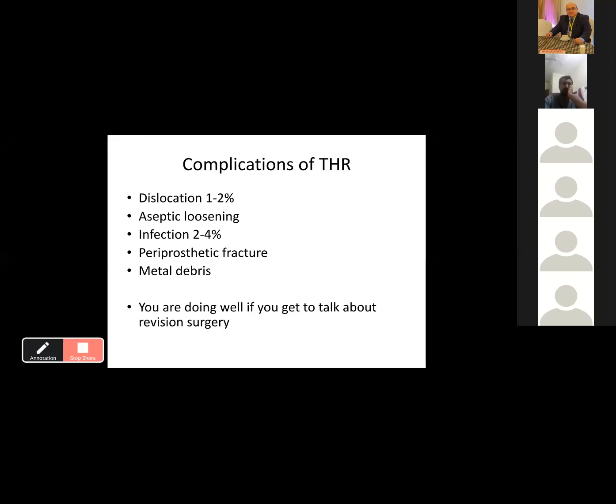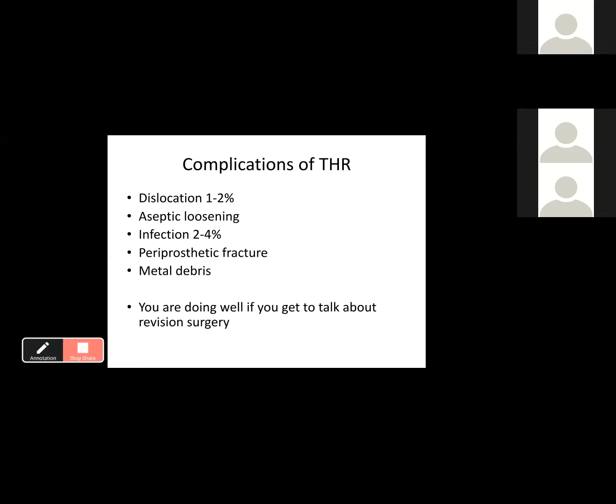Aseptic loosening is a long-term problem, and that's one of the reasons we revise hips. Infection, around 2 to 4% of all implants that go in will have an infection, and that can be a difficult problem. Periprosthetic fractures, this seems to be an increasing problem in the way in which these elderly patients are living longer, and then they fall with their implants in situ, and therefore as a trauma surgeon I'm seeing an increased number of these coming through my practice.